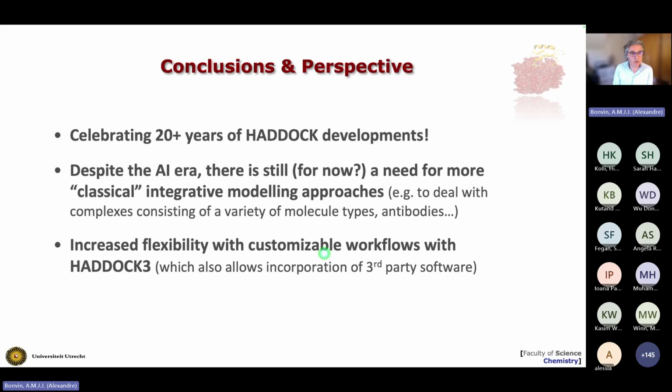So I think it's a combination. We have to embrace AI, but we also must not forget about what physics gives you. I showed you the example of the viral pentamer protein as a good example for that. And you just discovered maybe the new version of HADDOCK, HADDOCK 3. We are also working on a web server for that.